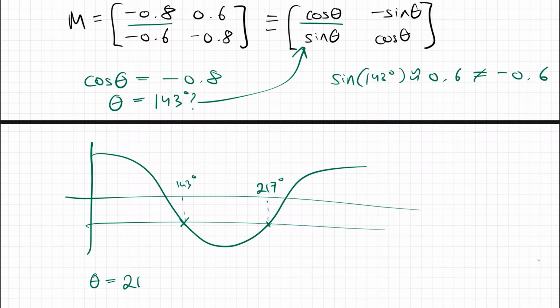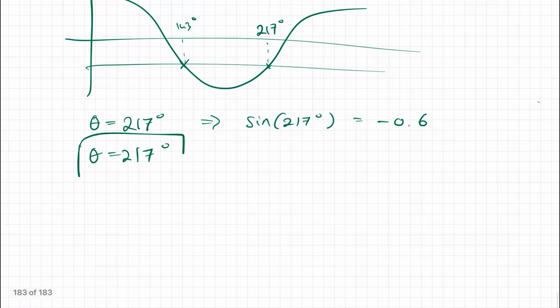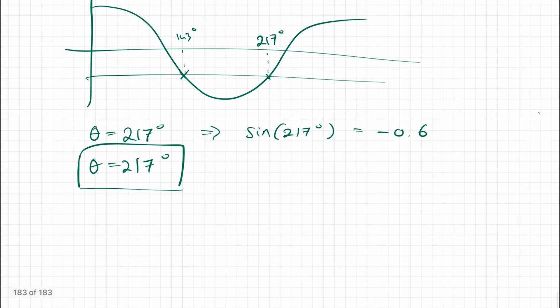So if we take theta to now be 217, then sine of 217 degrees is in fact going to be minus 0.6. And so we found the right answer. Theta equals 217 degrees, or a rotation of 217 degrees anti-clockwise, also known as about 143 degrees clockwise, I believe. That's essentially what we get.